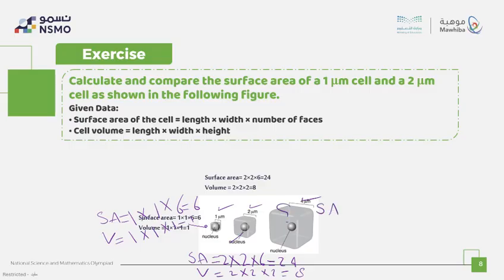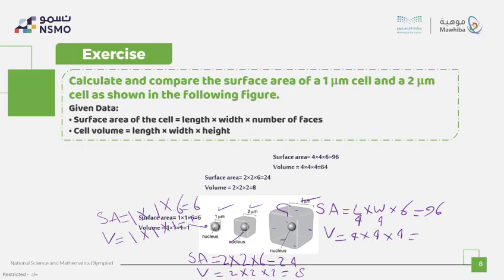Surface area: the length is 4, times width 4, and because it's a cube it has 6 faces, 6. Do you get it, guys? So it would be 96. Volume would be the length 4 times 4 times 4, and the answer would be 64.